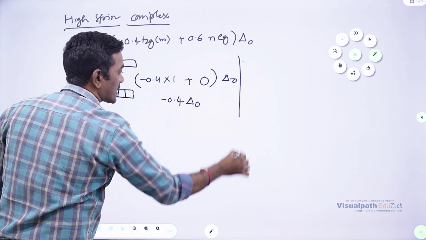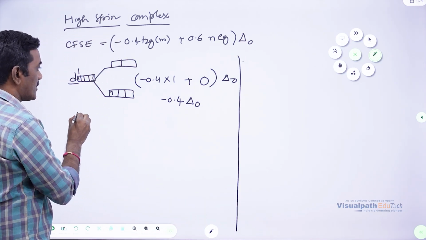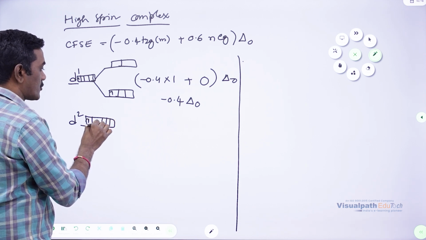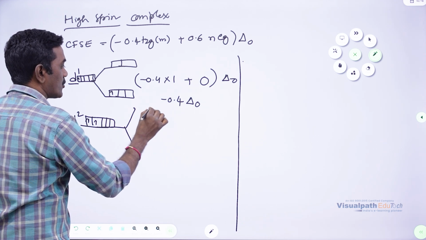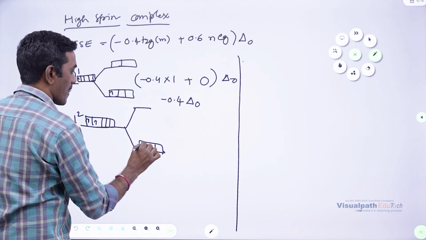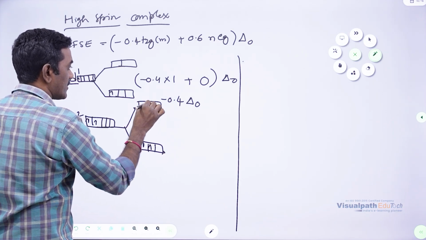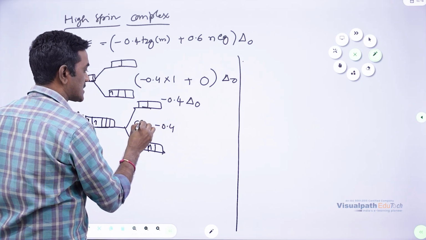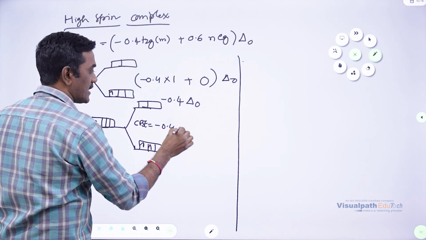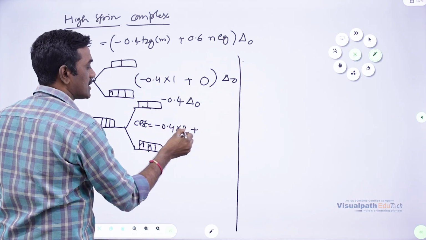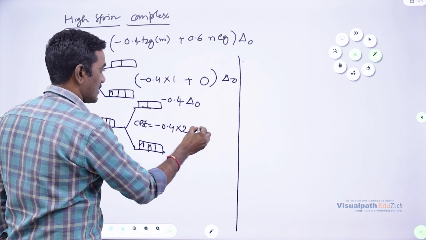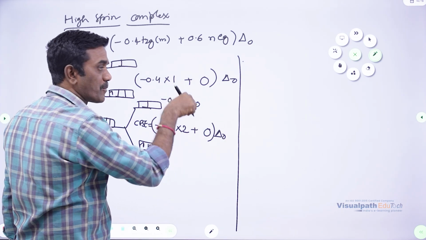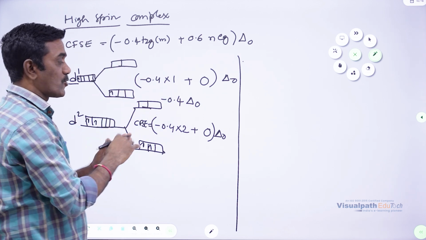So I will show here in high spin complex d2. Same way for d2, if you are considering 1, 2, once after splitting it is going to be 1, 2, and here there is no electron. So 2 means minus 0.4. CFSE is equal to minus 0.4 into 2 t2g, plus there are no eg electrons, 0 delta naught. There is no pairing concept in the particular high spin complex because both will get cancelled.